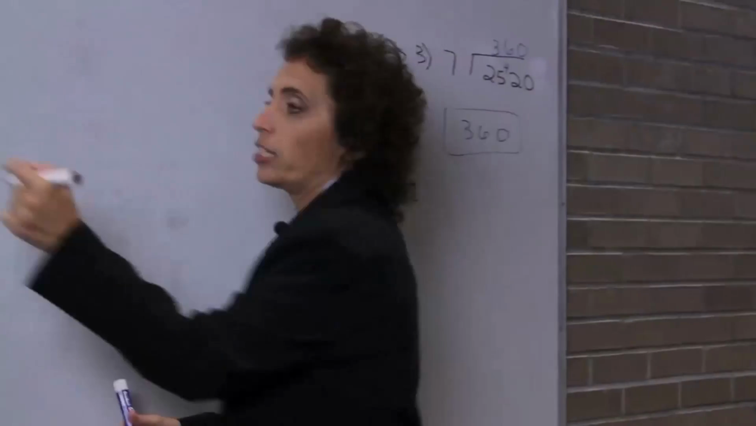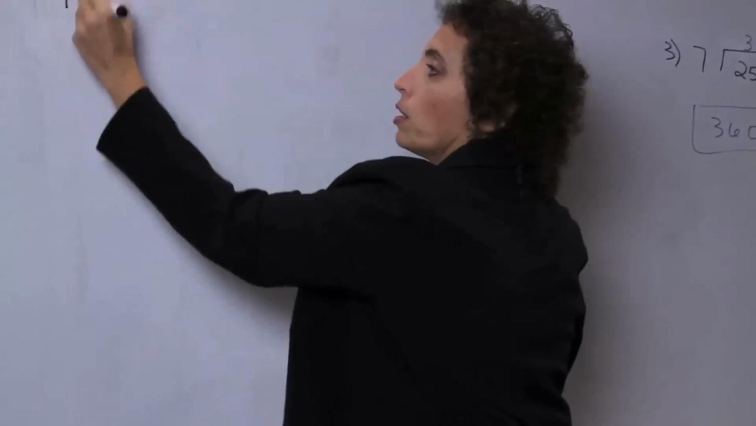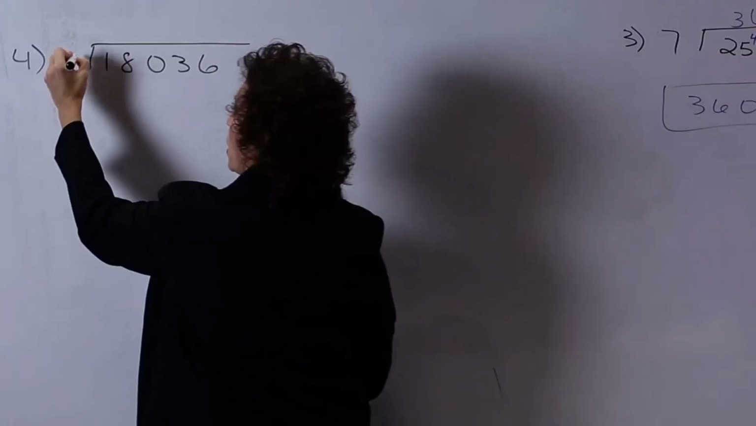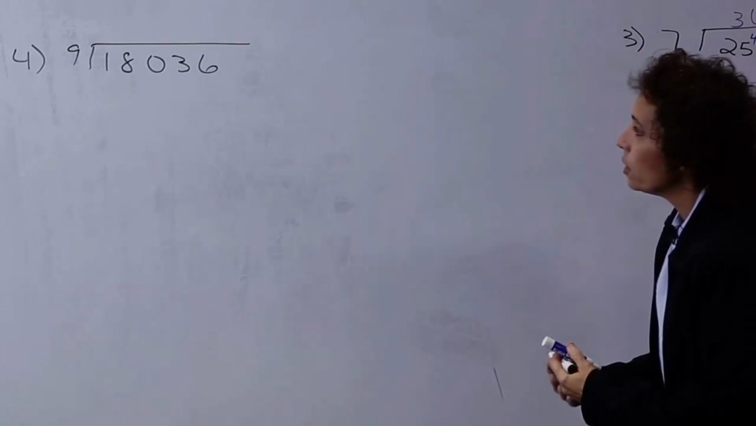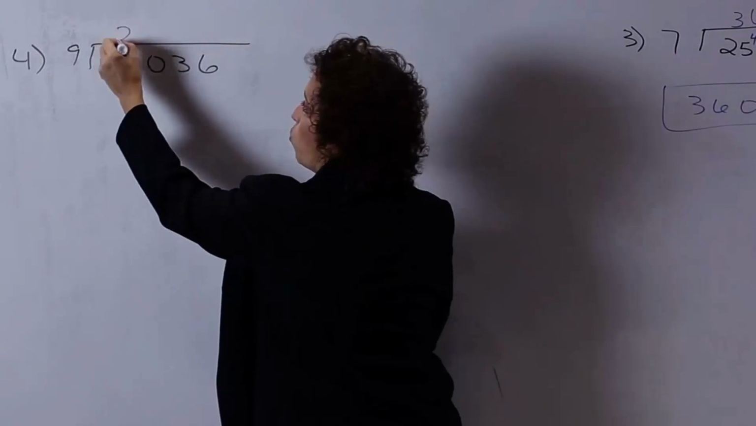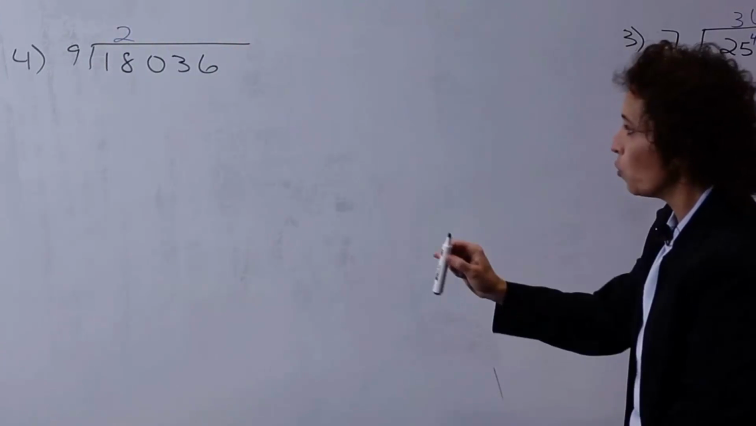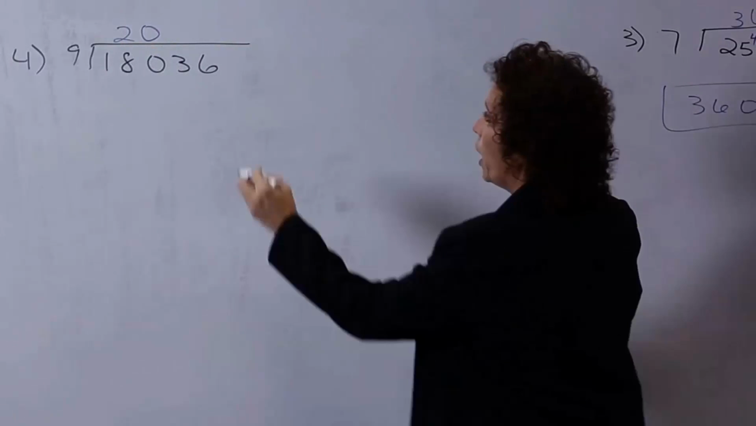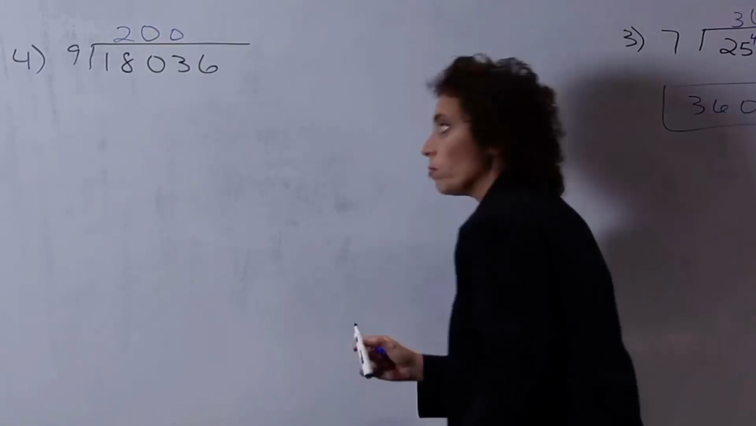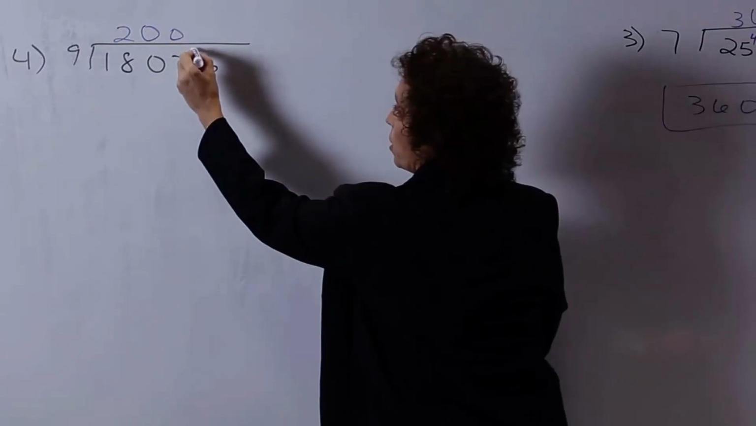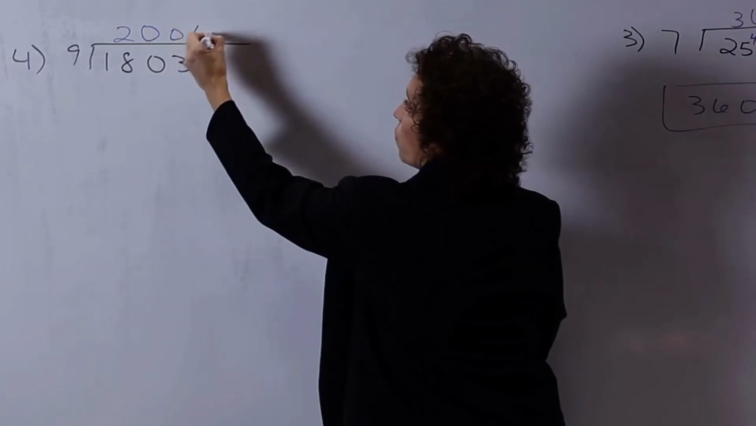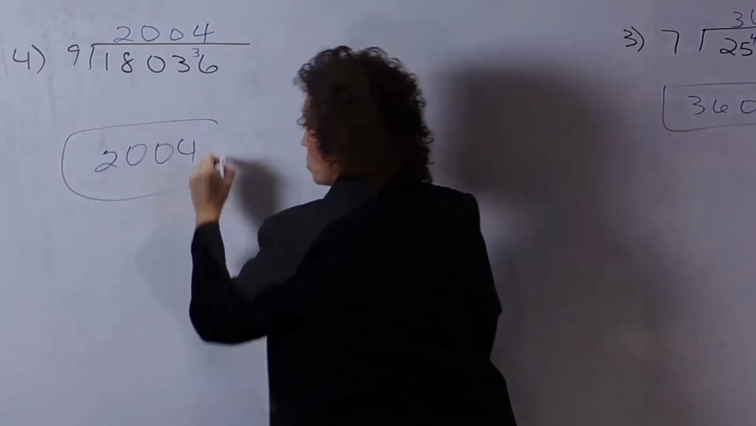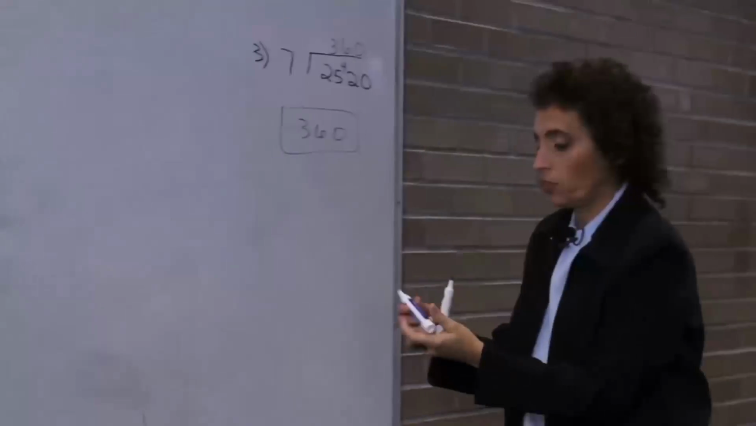Okay, so the next one is number 4, which is 18,036 divided by 9. Okay, so 9 goes into 18 twice, because it doesn't go into 1, so I have to use 18. No remainder. 9 does not go into 0, so you just put 0. 9 does not go into 3, but remember now to carry the 3. 9 goes into 36 4 times, so that's 2,004. You may not like this. It's okay if you don't. Okay? I'm not going to say that very often.